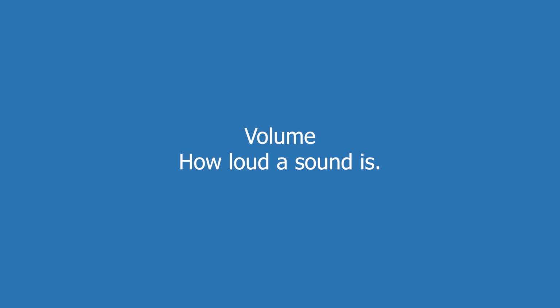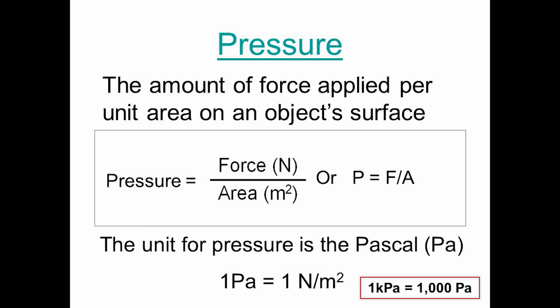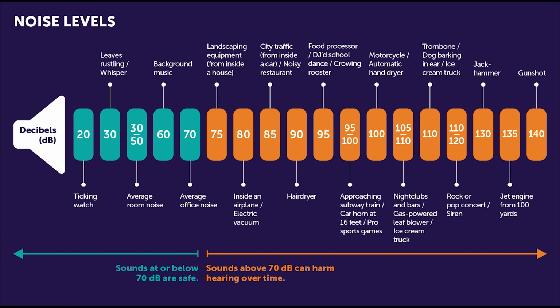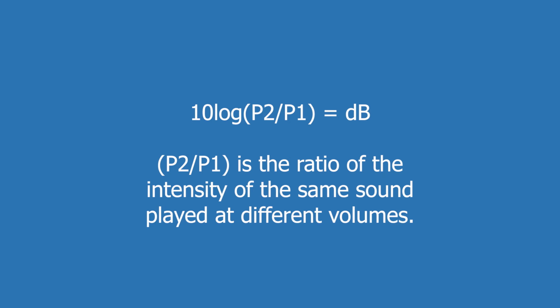It's also important to define what units volume is measured in. The volume of a sound is basically the strength of vibrations of a sound wave. There are two units in which volume is measured, which includes pascals and decibels. The one crucial to the understanding of music and its theory are decibels. Decibels are logarithmic units which are used to describe a ratio between, in our case, both sound pressure and volume. It can be found using 10 log the quantity P2 over P1 equals dB, where the quantity P2 over P1 is the ratio of the intensity of the same sound played at different volumes.